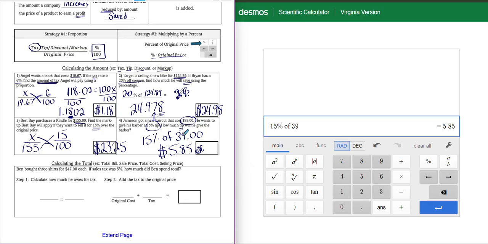All right, so all of those problems were just finding the amount. Now we're going to look at finding the total. So that's the total bill, sale price, total cost, selling price. All of those mean the same thing. The price after the discount, tax, tip, or markup.